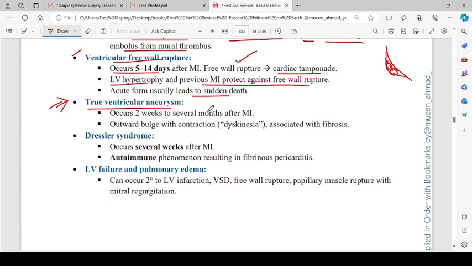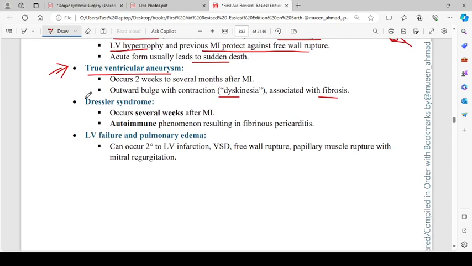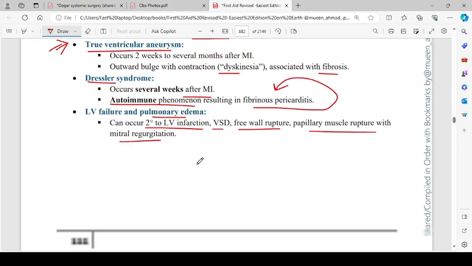Then comes the true ventricular aneurysm. Now it occurs 2 weeks to several months after MI when the risk of rupture is no more there. It is an outward bulge with contraction, that is dyskinesia, associated with fibrosis. Then we have Dressler syndrome. It occurs several weeks after MI and is an autoimmune phenomenon. That is an important thing to remember, resulting in fibrinous pericarditis. Then left ventricular failure and pulmonary edema can occur secondary to left ventricular infarction, ventricular septal defect, free wall rupture, papillary muscle rupture with mitral regurgitation.